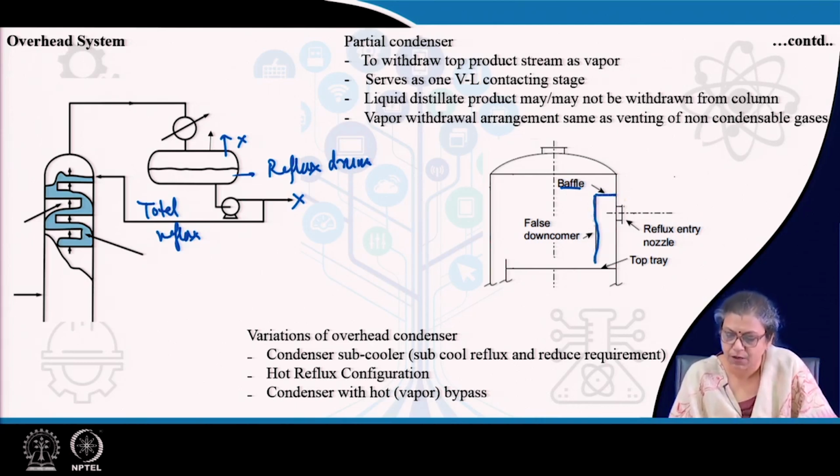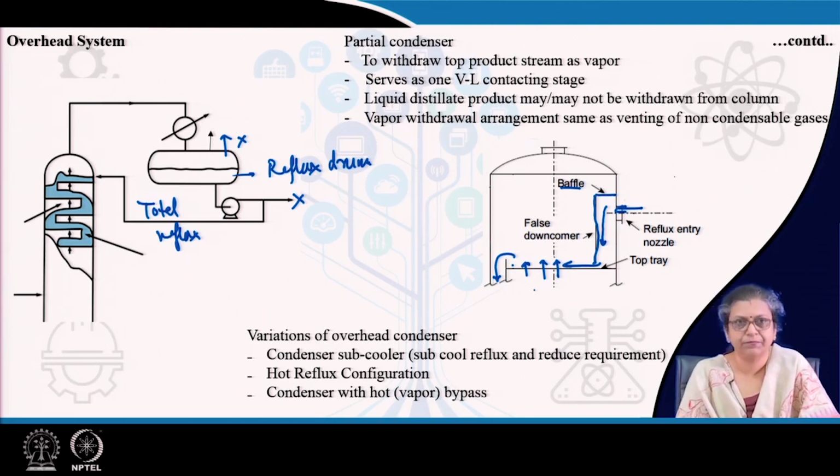This is known as a false downcomer. So, the reflux enters from here, it flows down, and then from beneath the false downcomer, it meets the liquid on the tray. From there it flows, it meets the vapor which comes up through the tray, mass transfer occurs, and then just like all other trays, the liquid flows down to the next tray. Now, there can be several other variations of the overhead condenser.